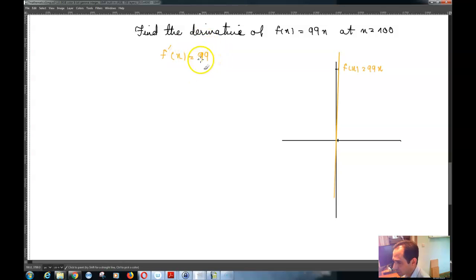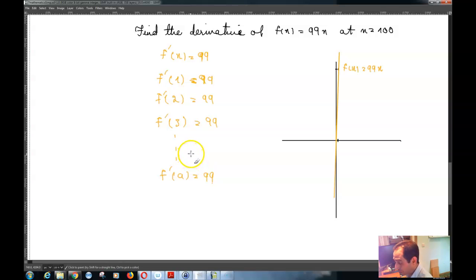And of course I'm saying at any point because there is no x here, meaning that if I calculate f prime of, for example, 1, it's going to be 99, because there is no x here for x to be important. If I calculate f prime of 2, it's going to be 99. If I calculate f prime of 3, it's going to be 99. If I calculate f prime of a, for any a in the domain of the function, it's going to be 99.